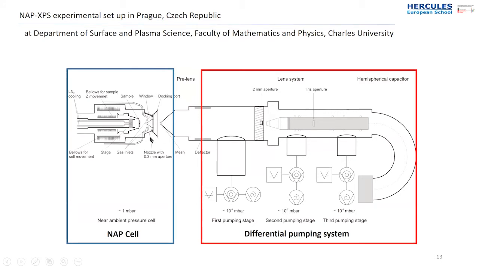There are a couple of windows all around that allow the X-ray light to come in, interact with the sample, and allow the photoelectrons to escape and be captured by the analyzer. We have another window for the camera. There's also a window for the UV light, because we can also measure the valence band with the ultraviolet lamp that is also installed. Here are the several pumping systems that decrease the pressure and allow the photoelectrons to come through and reach the detector.